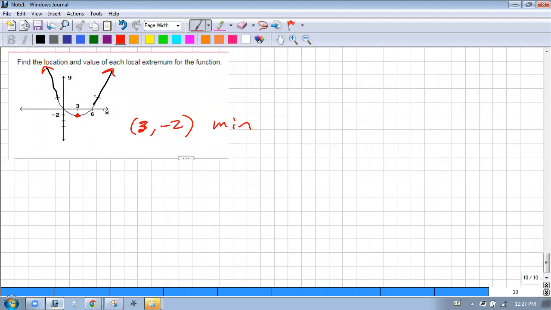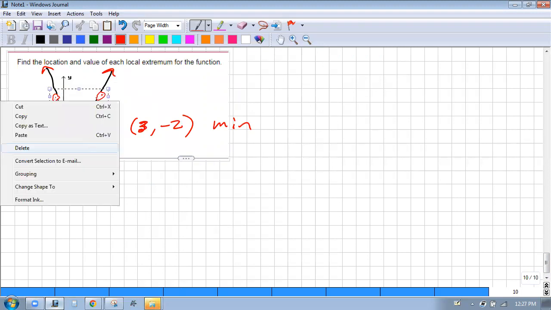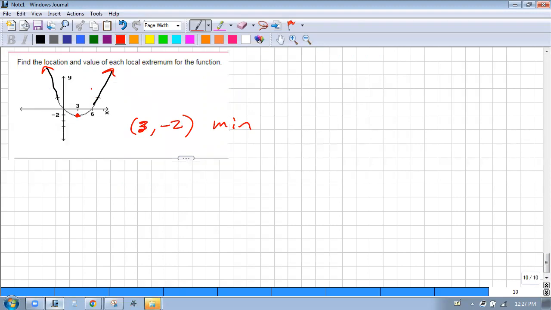If the arrows weren't there, then you'd have to look here and here at the endpoints and check to see. Right, those would obviously be maxima if the function actually ended. But it goes forever, so there is no local max.